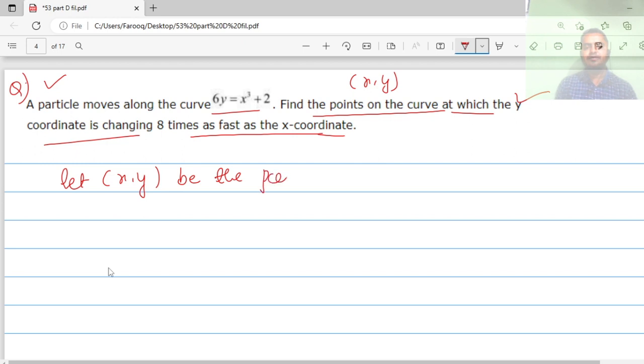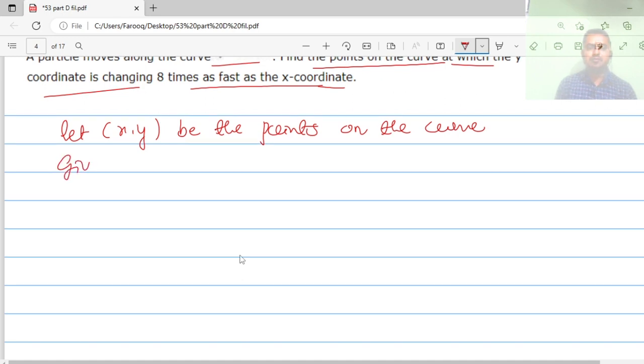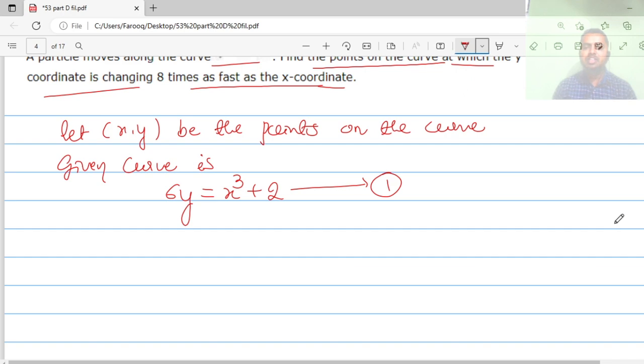Let (x, y) be the points on the curve, to find these 2 points. Given curve. What is the given curve here? The given curve is 6y = x³ + 2. Equation 1.